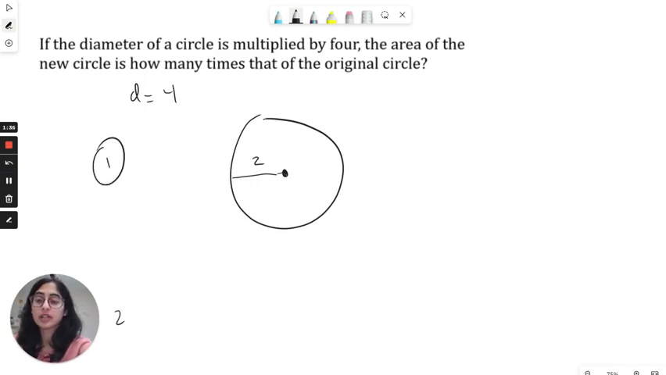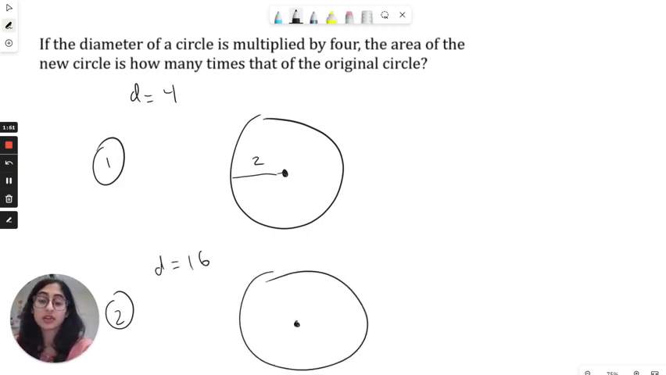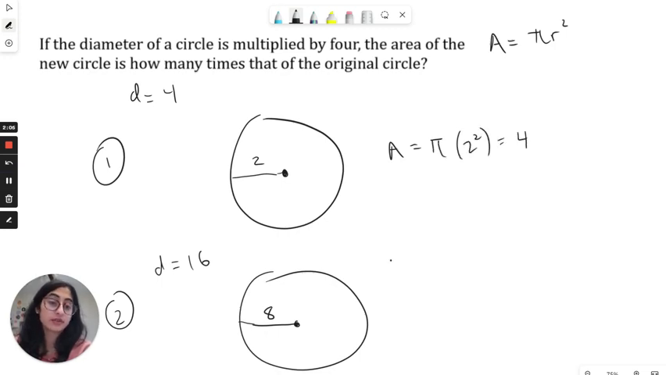Circle number 2, the diameter, remember, is going to be 4 times that. The diameter is going to be 16, which means our radius is going to be half of that, which is 8. And so the area of a circle, remember, is pi r squared, where r is the radius. And so the area of circle number 1 is going to be pi times 2 squared, which is equal to 4 pi. The area of circle number 2 is going to be pi times 8 squared, which is equal to 64 pi.